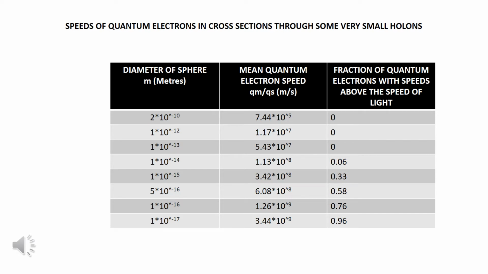The third column shows the fraction of our 100 pairs of quantum electrons that calculate as having speeds faster than the speed of light. It was also the case that because of mathematical chaos, the positions of the quantum electrons exceeding the speed of light were found to be a very long way outside of the Holon boundaries. Let's have a closer look at the speed data.